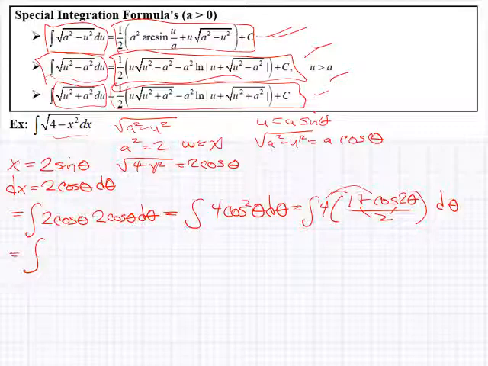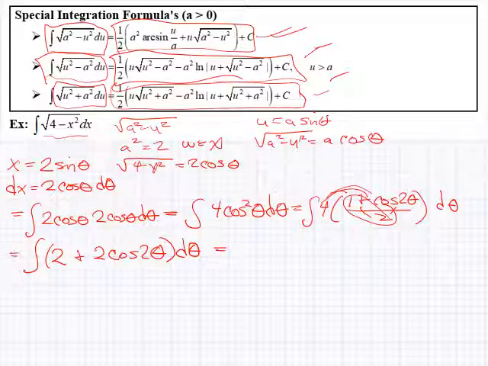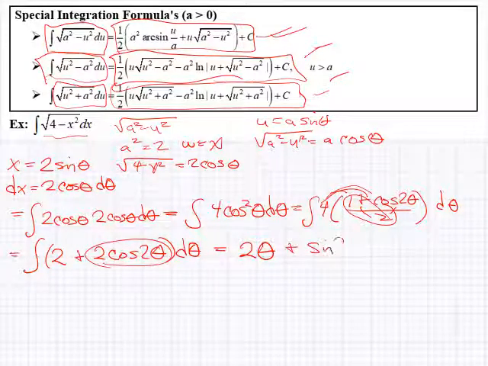So what do I have? I'm going to have a half times 4, which would be 2, plus 4 times a half cosine 2 theta, which would be 2 cosine 2 theta d theta. So we integrate with respect to theta, and we'll get 2 theta, and then this becomes sine 2 theta. It should be sine 2 theta over 2, but with this 2 out here, they cancel, and we get this, plus c.